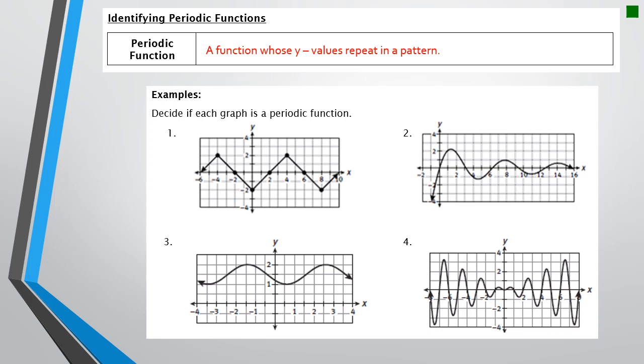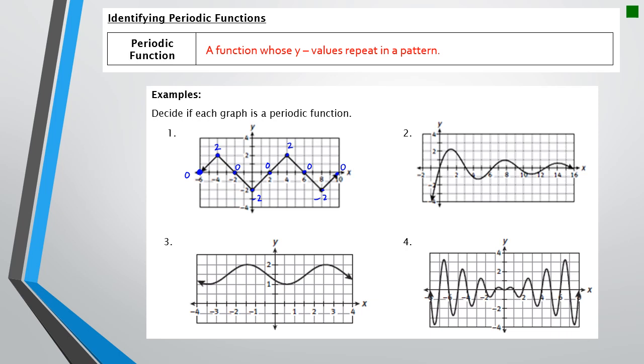A periodic function is a function whose y values repeat in a pattern. So if you look at this first graph, number 1, if I'm looking at all the y values, this first one would be 0, and then up here it's at 2, back to 0, -2, back to 0, 2, back to 0, -2, back to 0. So you can see that I have the same y values repeating over and over again.